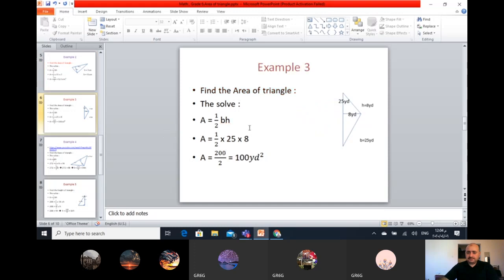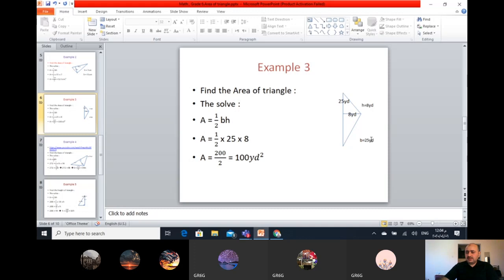Example 3. Find the area of the triangle. In this triangle, as you see, we have here the height 8 yards, and the base 25 yards. So the information here: we have height 8 yards and the base 25 yards.